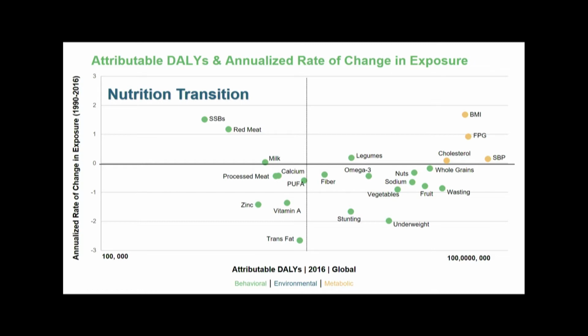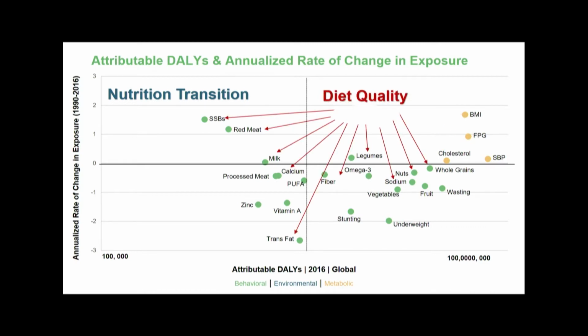Here you can see the risk factors that are directly or indirectly related to nutrition. The risk factors that are related to undernutrition are decreasing. The risk factors that are related to overnutrition are increasing. And the factors that are related to diet quality have different trends. The exposure to high intake of sugar-sweetened beverages and red meats is increasing, while the exposure to trans fatty acid and low intake of fruits or low intake of vegetables is decreasing.